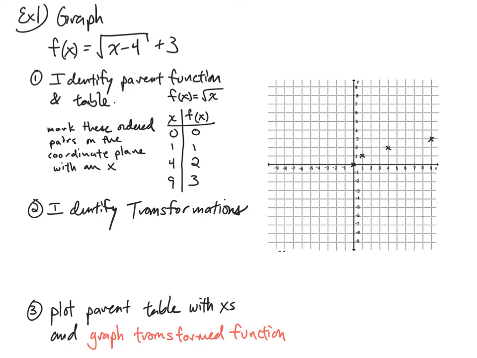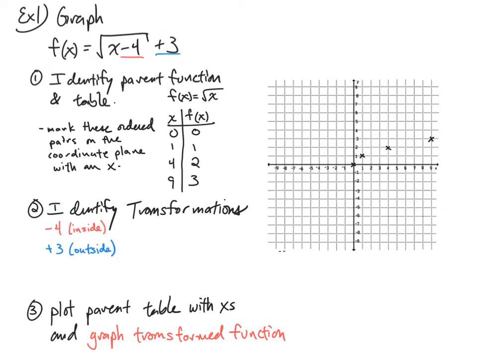There we go, little note for you. The second thing you want to do is identify transformations. Identifying the transformations means, outside of the square root of x, do you see any other numbers or any other signs on the right side of the equation? Well, yeah, I have a minus 4 and I have a plus 3.